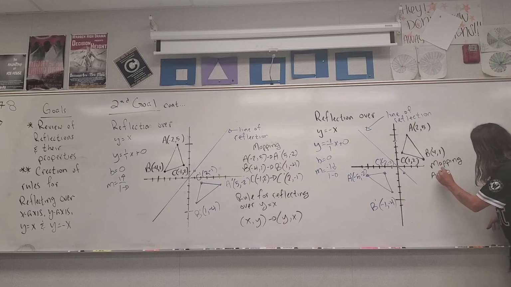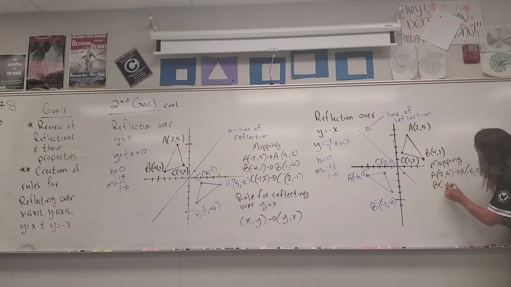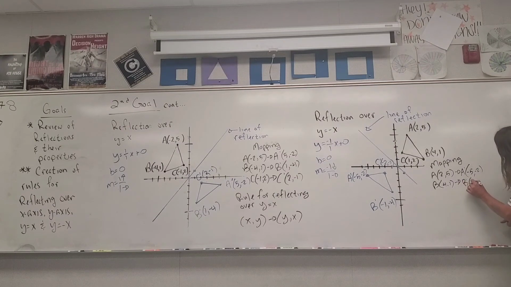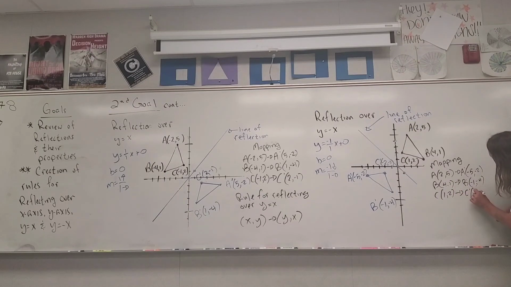A, which was (2, 5), mapped to A prime, which was (-5, -2). B, which was (4, 1), mapped to B prime, which was (-1, -4). And C, which was (1, 2), mapped to C prime, which was (-2, -1).